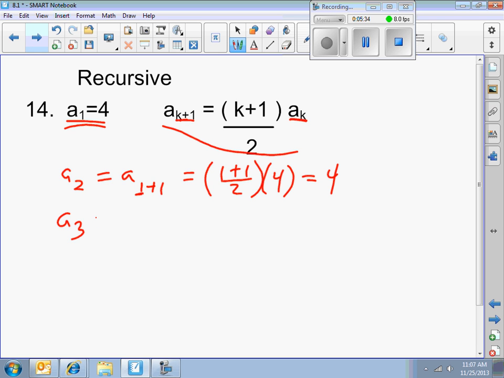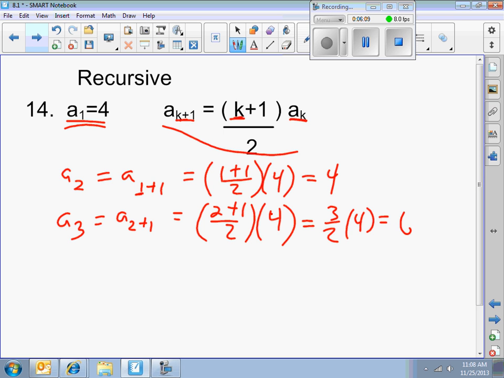So if I'm going a sub 3, that's 2 plus 1, by the way. So I'm looking at the term right before it. So my k is now 2 from before, plus 1 over 2, times the value I got before, which was 4 as well. So now we have 2 plus 1 is 3, divided by 2, times 4, so 3/2 times 4 is going to be 6.